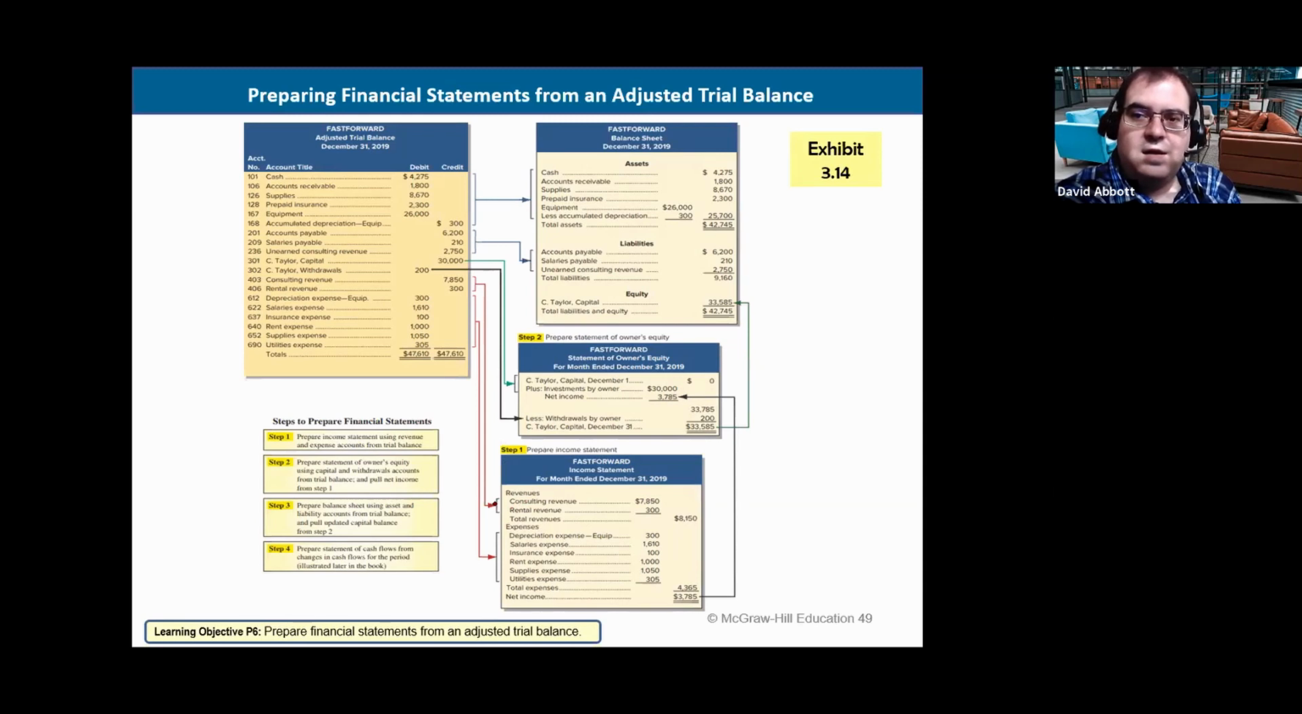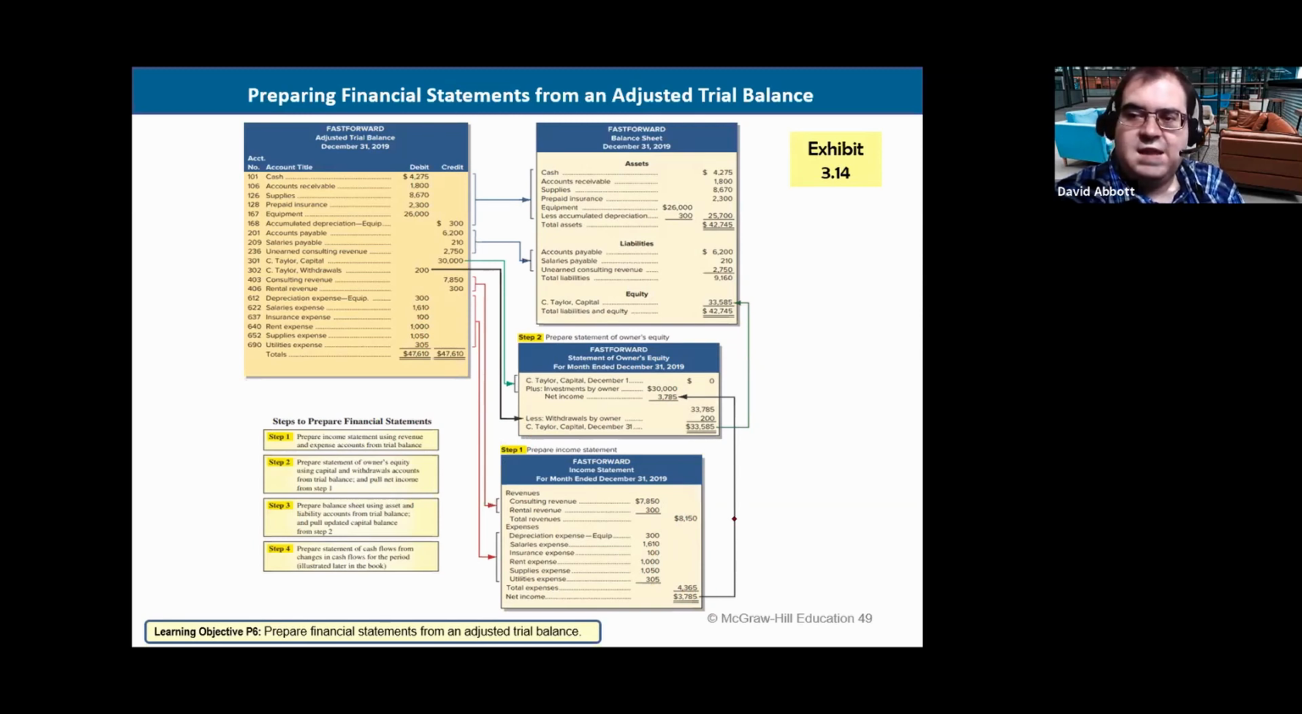So we look at revenues, and we get the consulting revenue, rental revenue. We just simply list those, and we get a total. And then we have our expenses, and we look at the expenses here. We list them out, we get a total. So we take our revenues, subtract the expenses, and we get our net income or net loss.